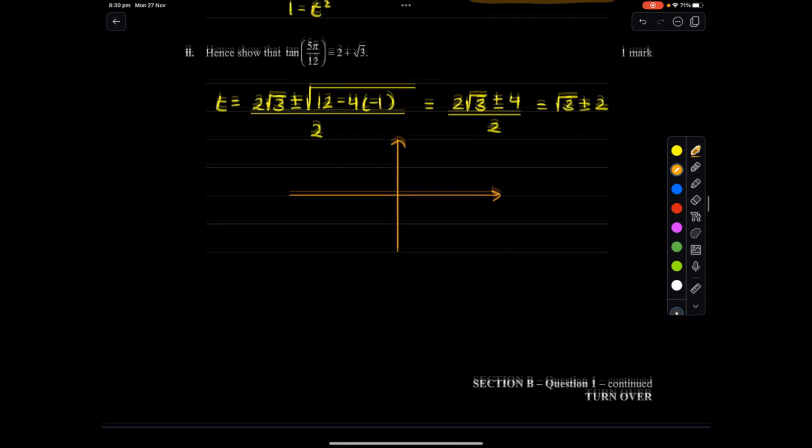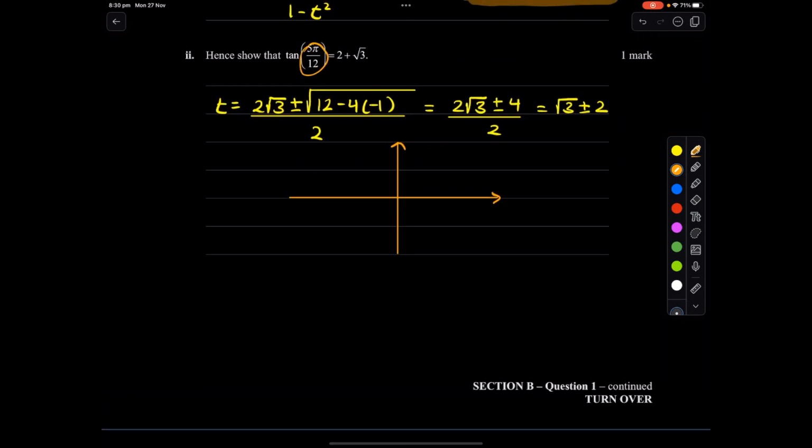If I was sketching this and 5 pi over 12, what is it? It's around 75 degrees if I'm not mistaken. So if I was drawing 5 pi over 12, it's right over here. And what do we see? If I break it down into its components, and remember, just imagine dividing this by 1. This is your opposite and this is your adjacent. Yes? And what do we know?